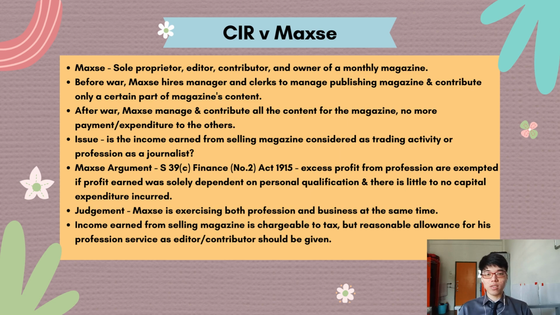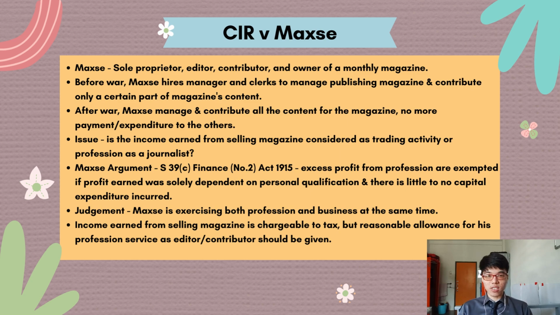Before the war broke out, he hired three workers for managing, advertising, and selling his magazine, and at the same time he also contributed a certain part of the magazine himself. So he had to pay the manager, the other workers, and the other contributors as well. But after the war broke out, he didn't hire any workers at all, and he also didn't pay other contributors, and all of the content of the magazine was managed by himself. The issue here is whether the income earned from selling the magazine is taxable as business income. Based on the argument from the CIR, selling the magazine is aligned with the normal course of the business of Maxse, because Maxse is also a businessman, a sole proprietor, so it should be taxable as business income.